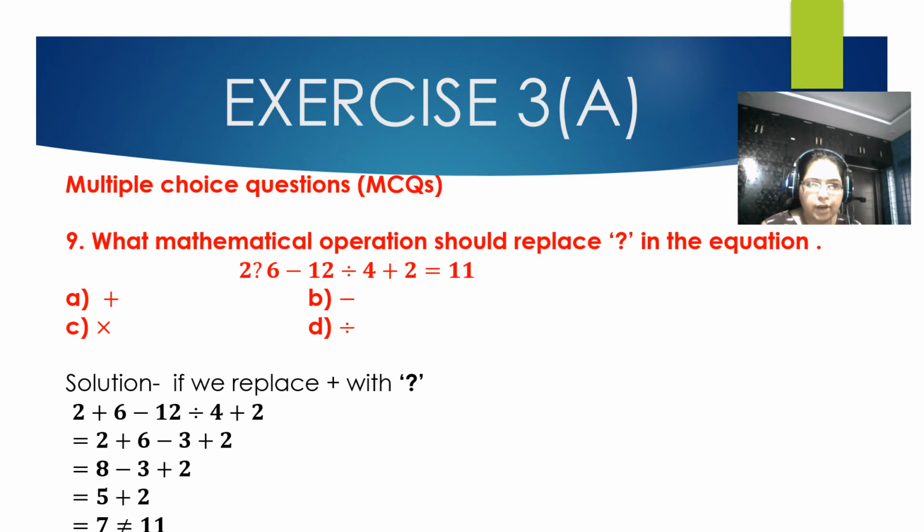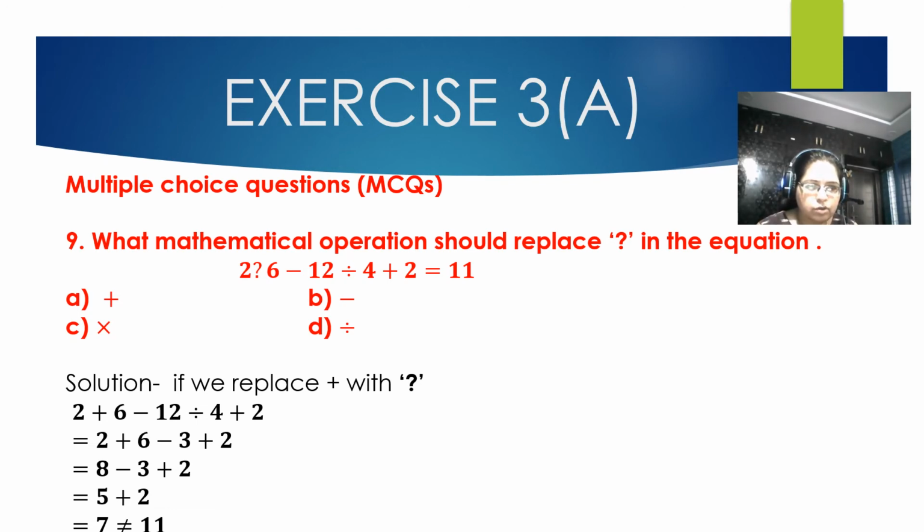Now we solve question number 9. Question number 9 is also a multiple choice question. What mathematical operation should replace the question mark in this equation? 2 question mark 6 minus 12 divided by 4 plus 2 equals 11. Here we have to find out the operation of this question mark. These four operations are given and we have to find out which operation will replace this question mark.